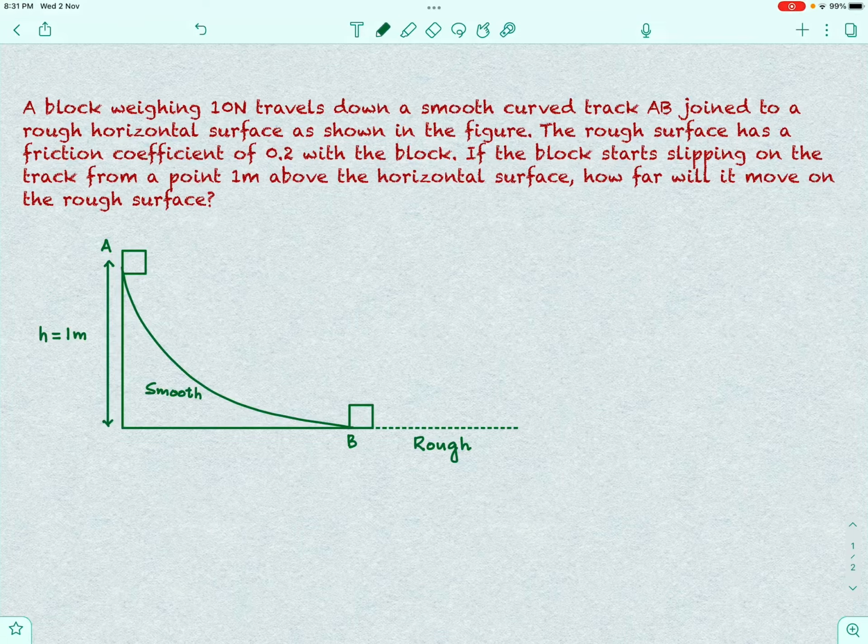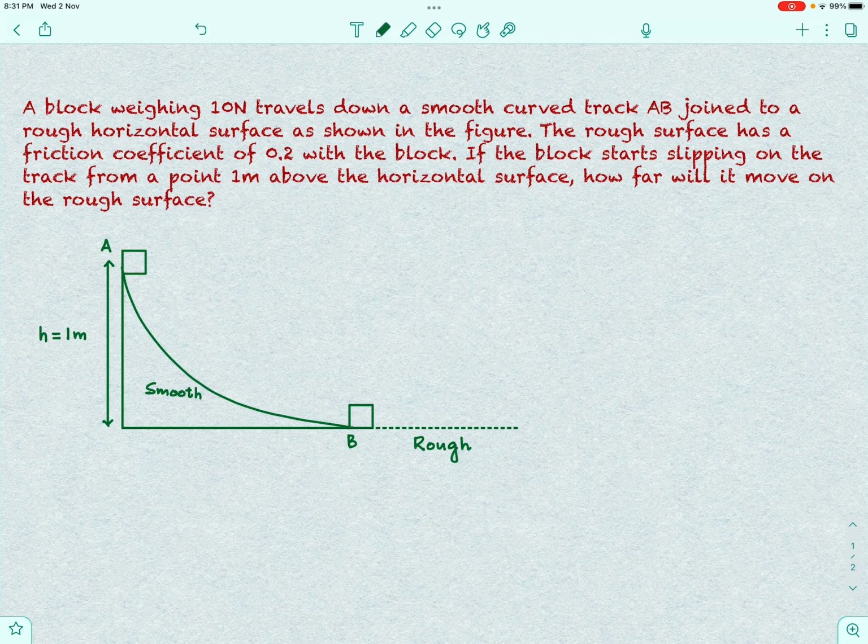Hello students, the question that we have here today says a block weighing 10 Newton travels down a smooth curved track AB joined to a rough horizontal surface as shown in the figure. The rough surface has a friction coefficient of 0.2 with the block. If the block starts slipping on the track from a point 1 meter above the horizontal surface, how far will it move on the rough surface?